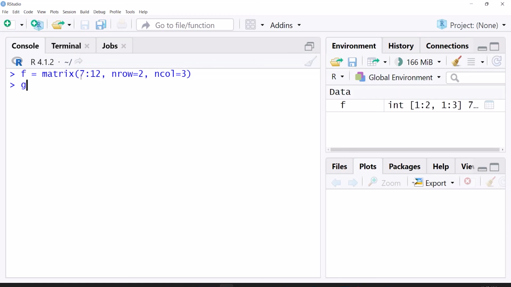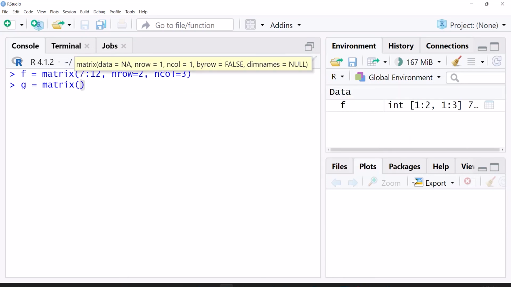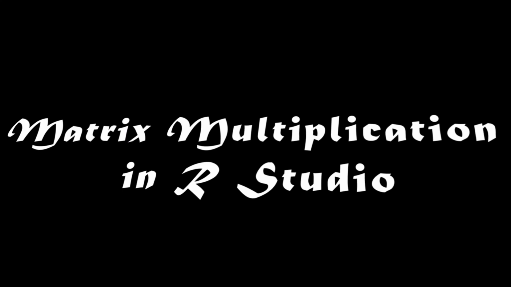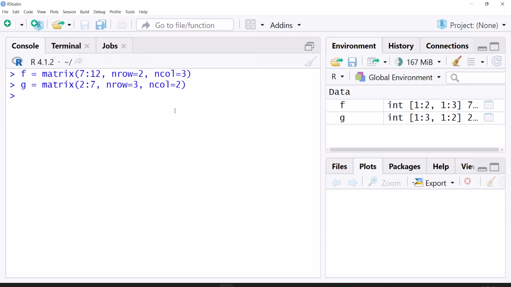For the second matrix, G is equal to matrix. The range will be from 2 till 7. The rows will be equal to the columns of the first matrix. So we have to check it and assign the same number as the number of columns of the first matrix, which is 3. So the number of columns of the second matrix will be 2. So these are our two matrices.